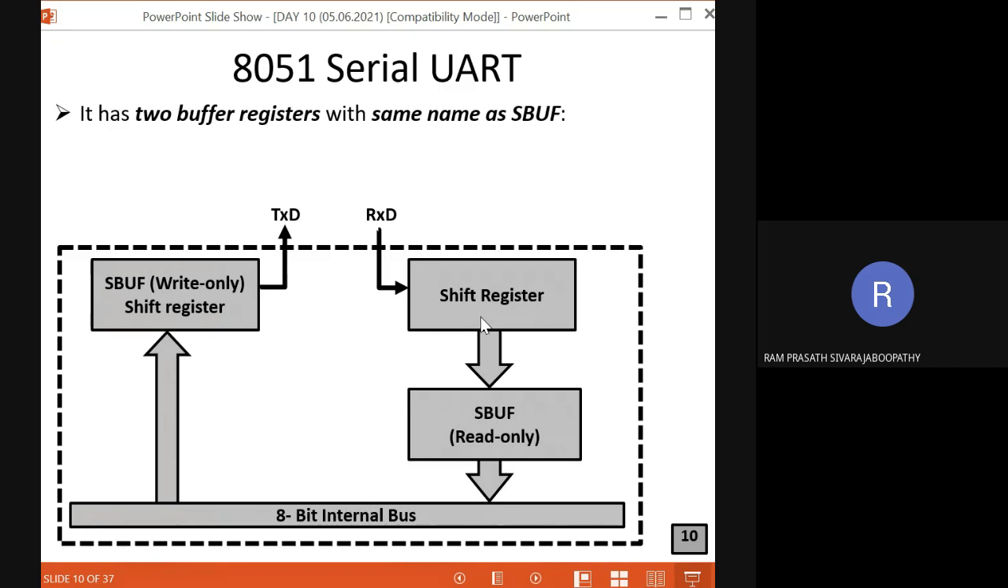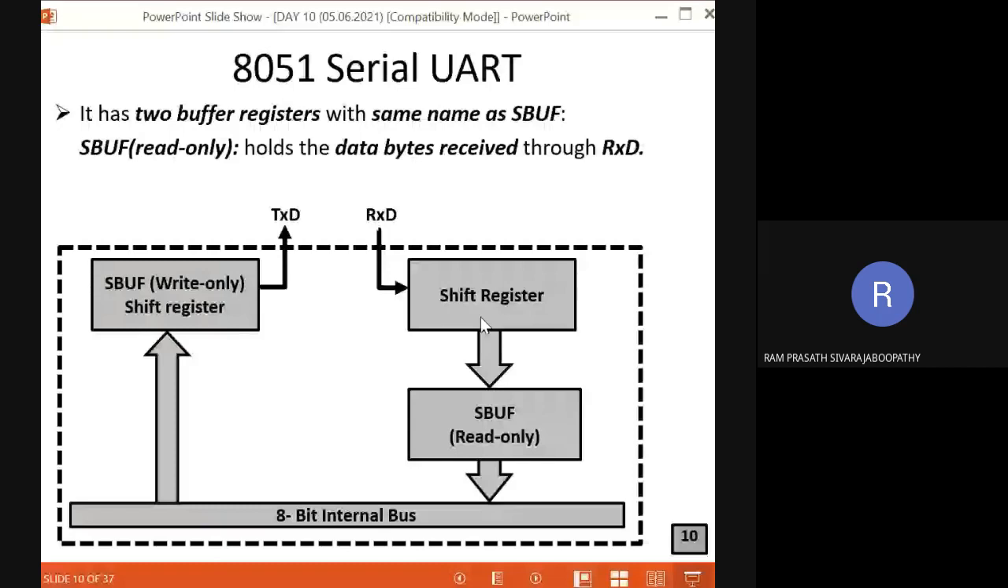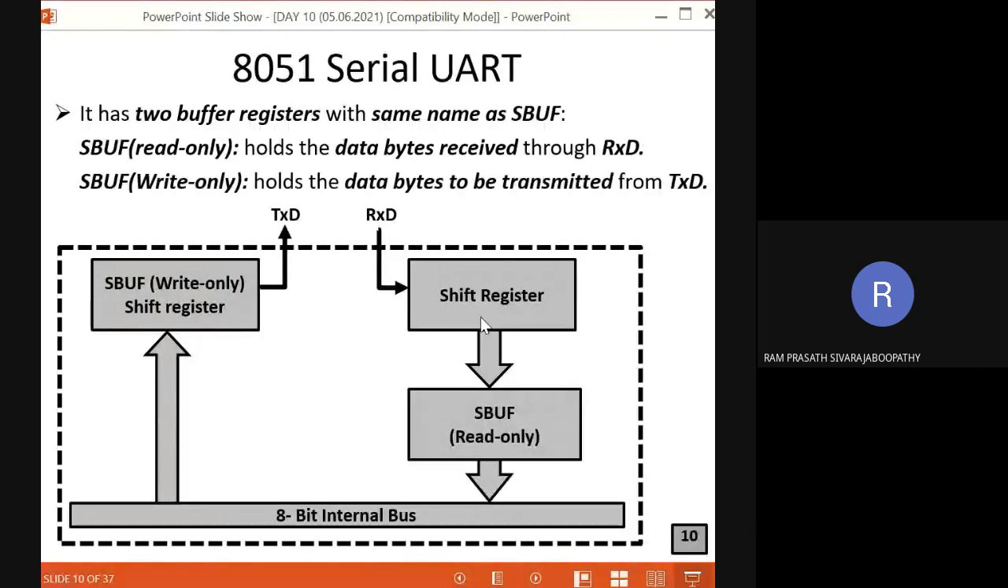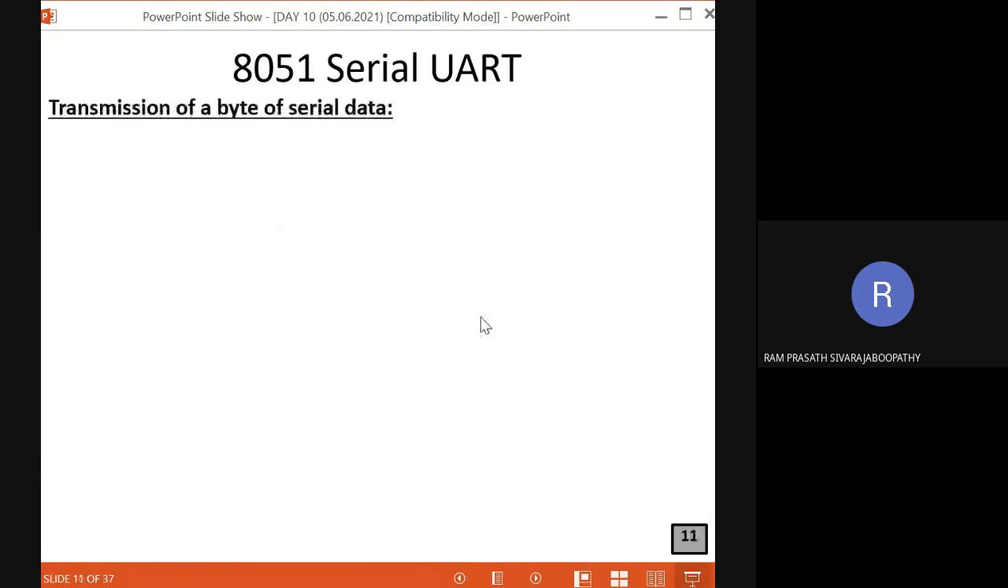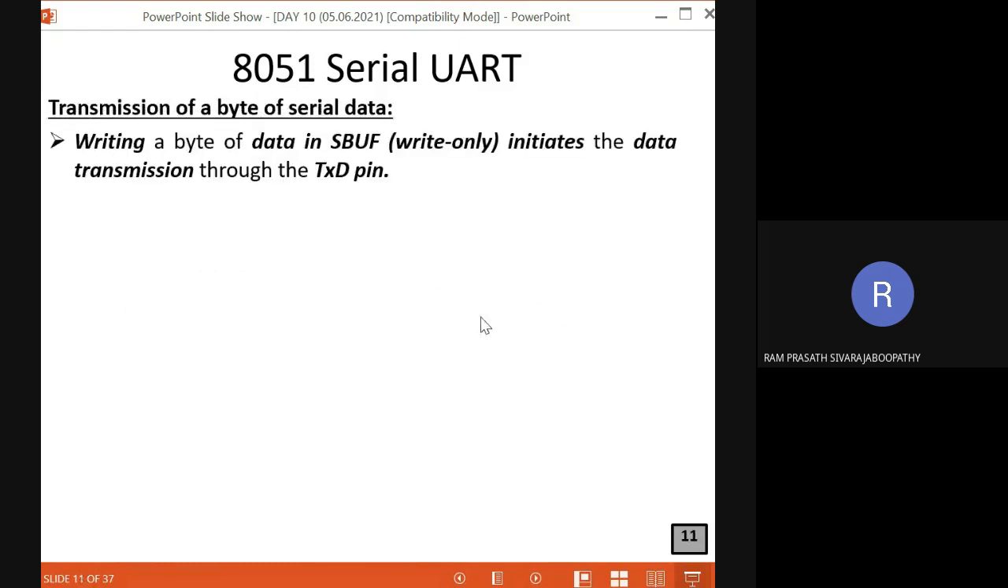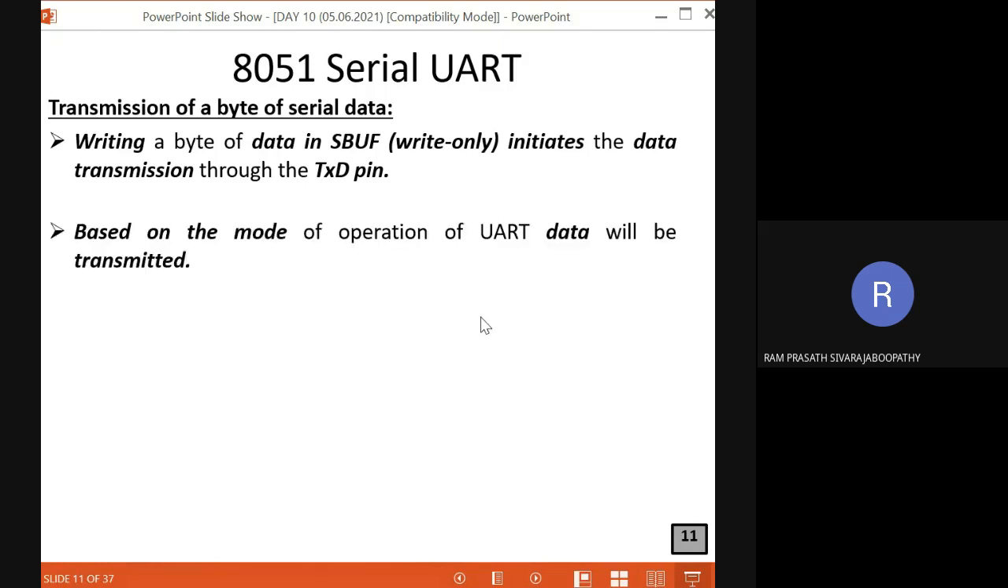So it has 2 buffer registers with the same name, SBUF. One is for reception and the other is for transmission. Reception happens through the RxD pin and transmission happens through the TxD pin. TxD and RxD are the serial data transmission and reception pins. Writing data into SBUF will initiate the transmission based on the mode of operation.